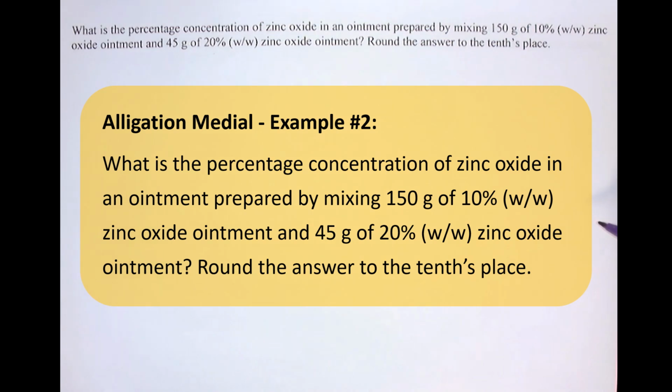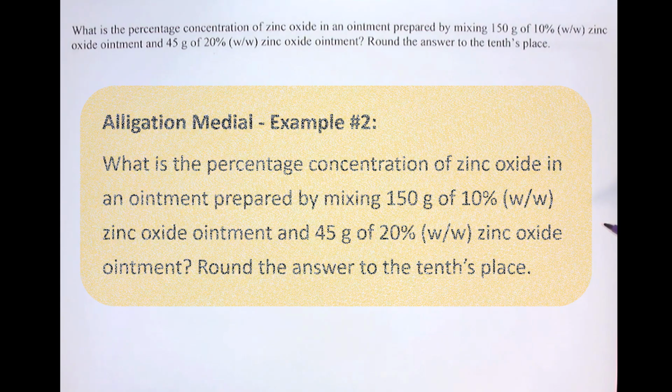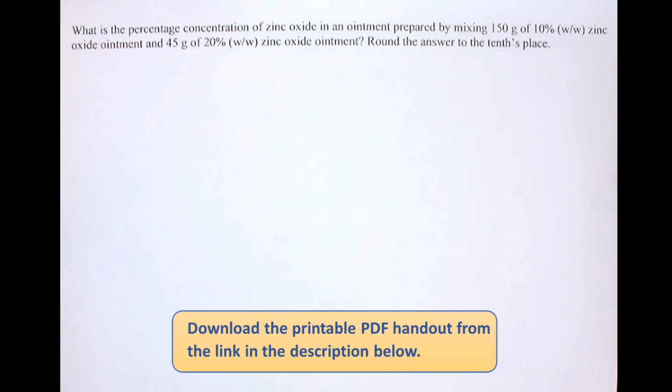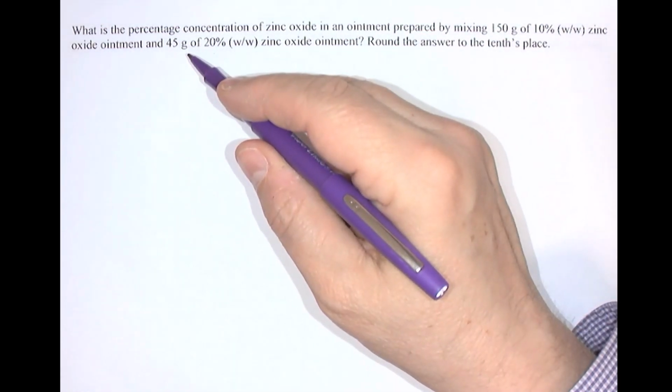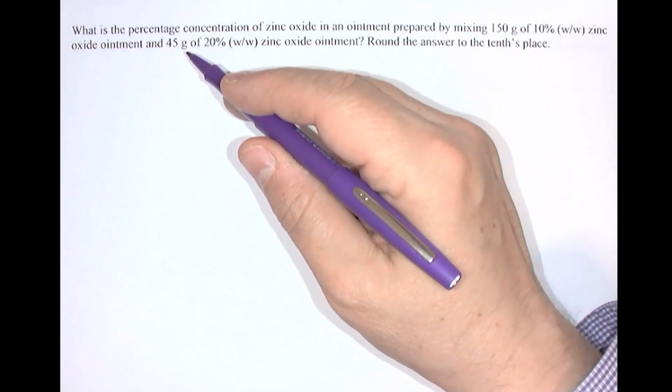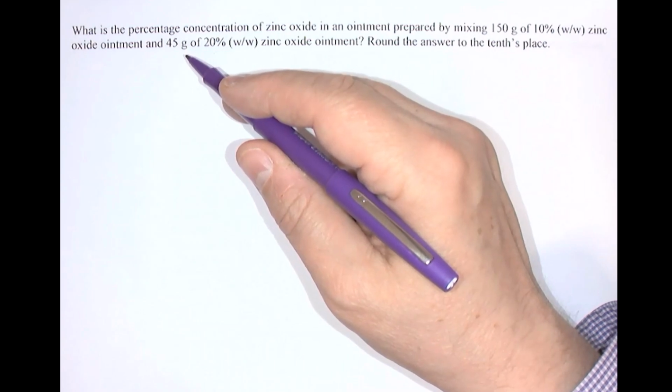Okay, the problem says, what is the percentage concentration of zinc oxide in an ointment prepared by mixing 150 grams of 10% weight-to-weight zinc oxide ointment and 45 grams of 20% weight-to-weight zinc oxide ointment? And round the answer to the 10th place. Okay, so basically we have two products, one with a quantity of 150 grams, another one with a quantity of 45 grams. They have different percent strengths. We're going to combine the two products and determine the resulting percent strength.